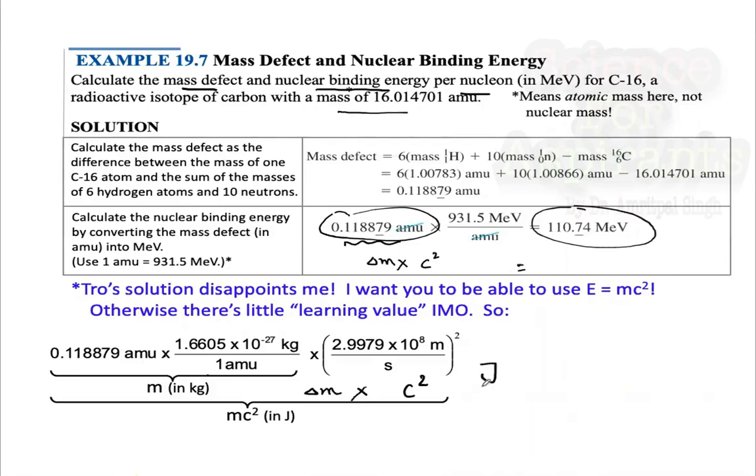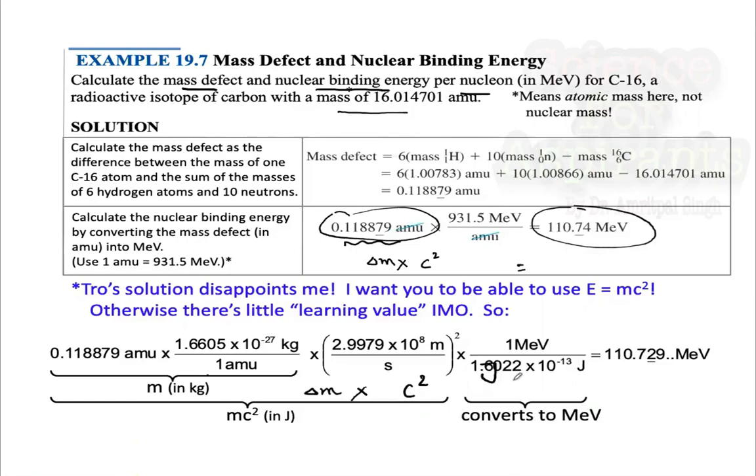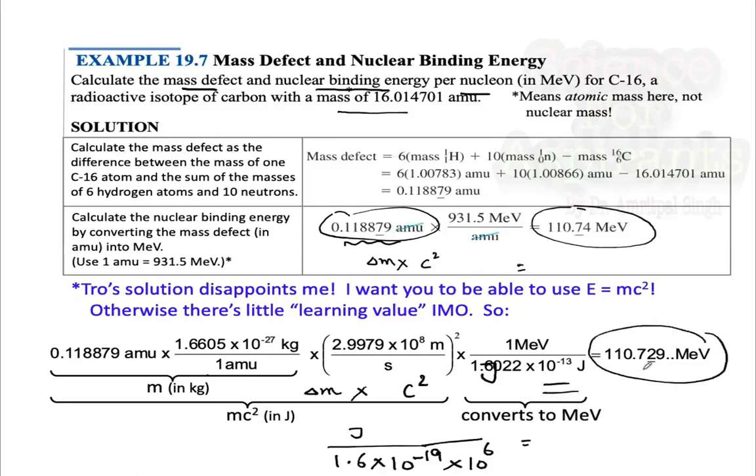Now when I divide it with joule, if I have to convert joules into mega electron volt, then I have to convert it firstly into electron volt. So I will divide it by 1.6 into 10 to the power minus 19. And to convert it into mega electron volt, I will further divide it by 10 to the power 6. So when I multiply this with 1 over 1.6 into 10 to the power minus 13, then you can convert these units from joule into mega electron volt.